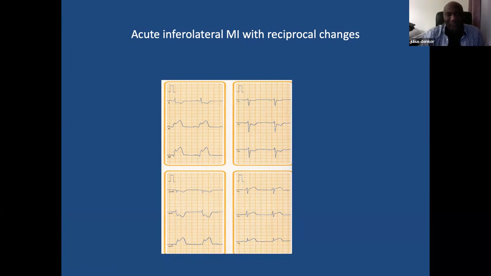Okay. So there's always a reciprocal change, but the fact that in your V1 to V3 you can clearly see ST depression means there's a small posterior component. So it's probably the right coronary artery that's really dominant, that's gone all the way to stretch to the back. I think that is what explains that.